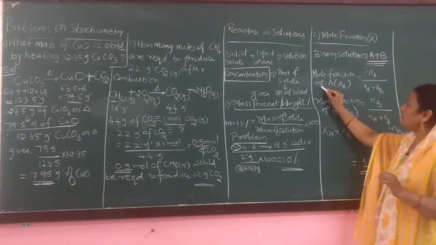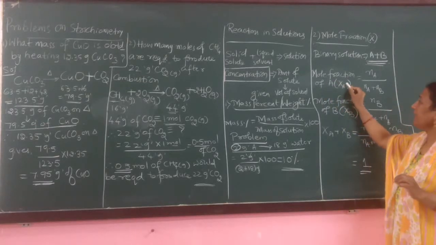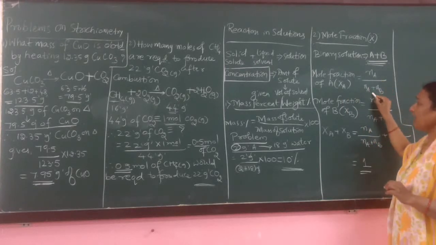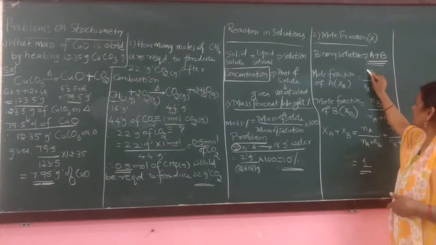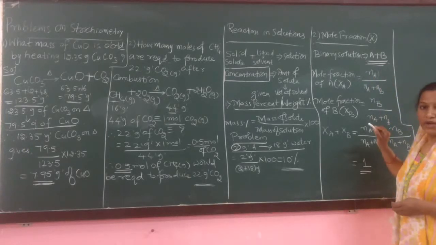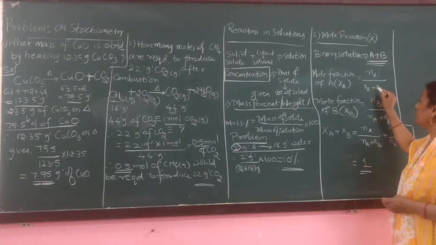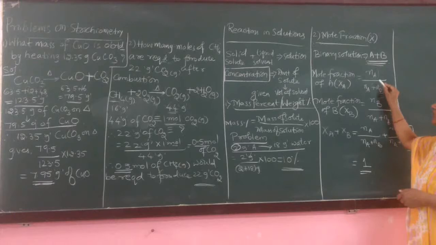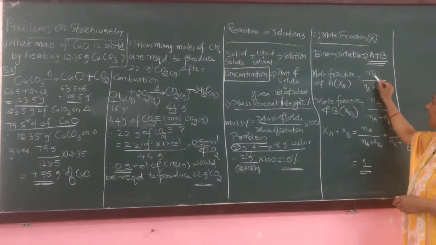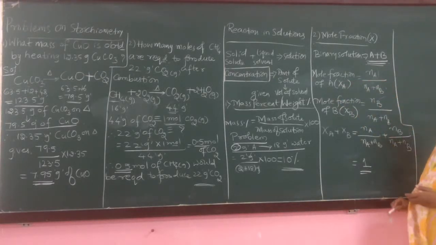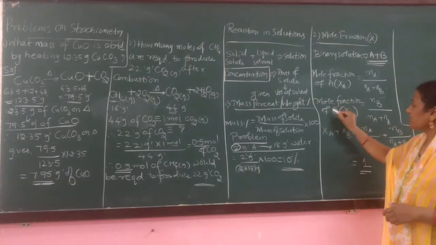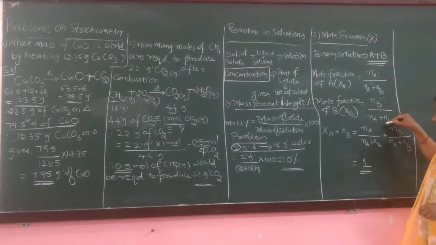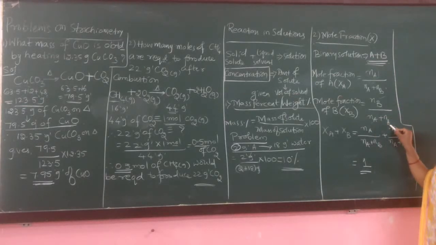So, mole fraction of component A is represented by XA, symbolic representation given by nA divided by nA plus nB. Now, this is number of moles of one of the components to the total number of moles of all the components present. All means here only two are there, A and B. So therefore mole fraction of A is given by nA upon nA plus nB. Similarly, mole fraction of B, XB, is given by number of moles of component B to the total number of moles of all the components, that is nA plus nB.